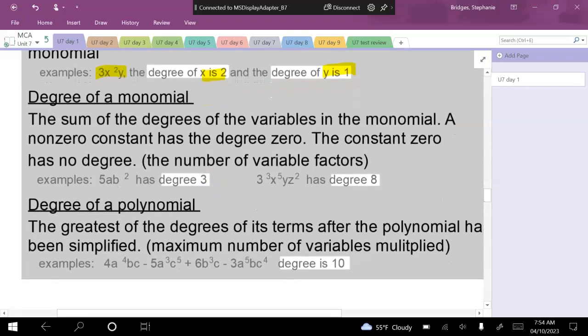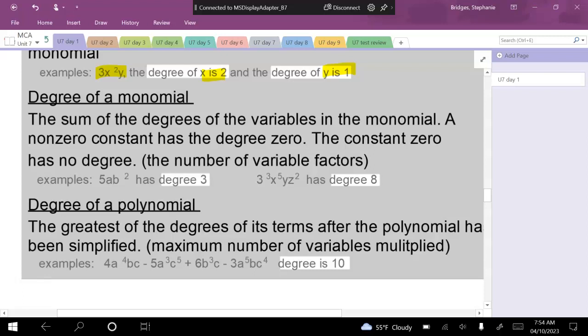Now when you're talking about the degree of a monomial, what you do is you add all of the degrees on all of the variables. So if they have two variables, you take the exponents on both of those and you add them together. If they have 3, you take the exponents on all 3 and add those together. It is not including the coefficient. If the coefficient has an exponent on it, we don't include it. We only include the exponent on the variables.